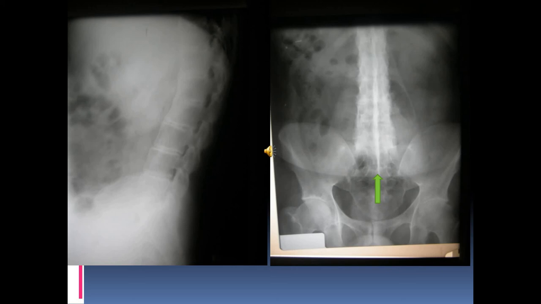And in the later stages or in advanced cases, we can detect calcification in the surrounding ligaments. So as you can see on the green arrow, there is a very dense midline structure. This is in fact a calcification of the posterior longitudinal ligament in a case of ankylosing spondylitis.